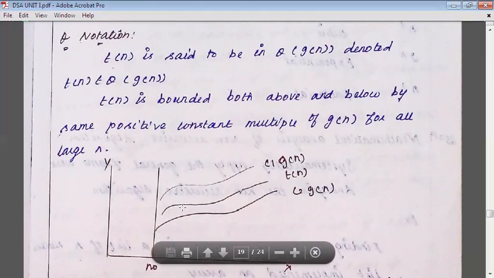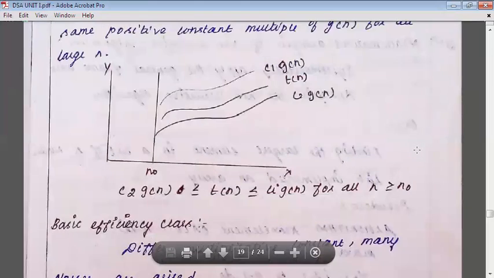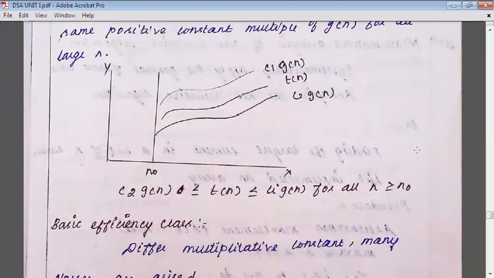In between, we have the T of n. So the formula is C2 G of n is less than or equal to T of n, less than or equal to C1 G of n, for all n greater than or equal to n naught. Okay, so this is the formal notation.